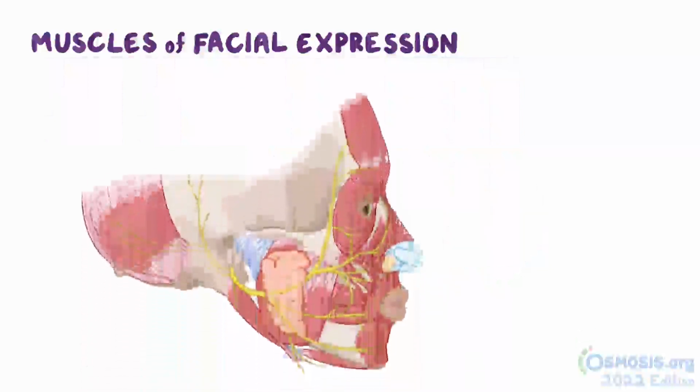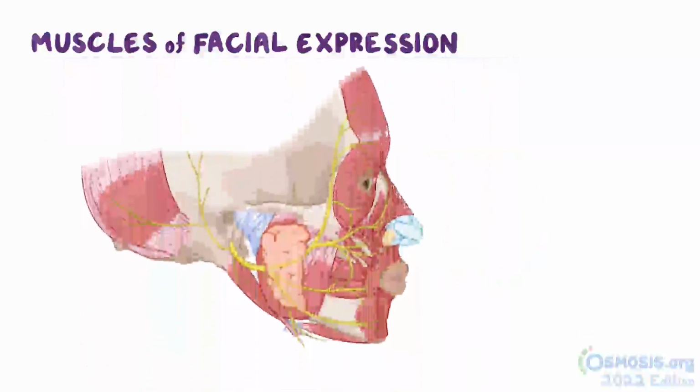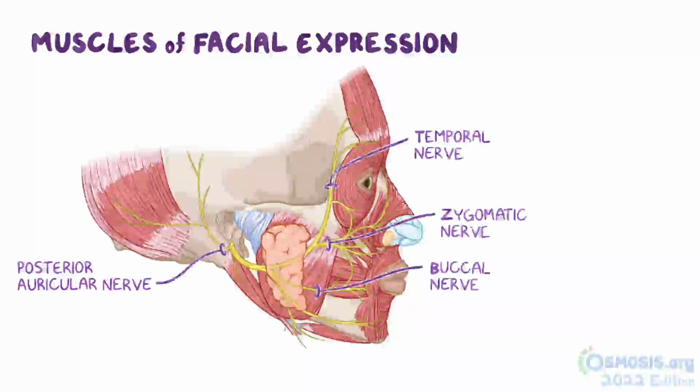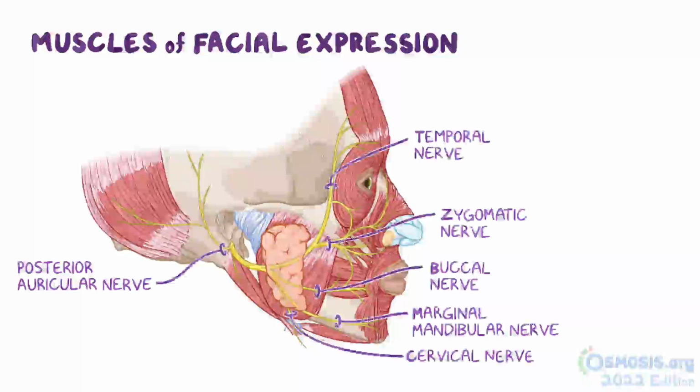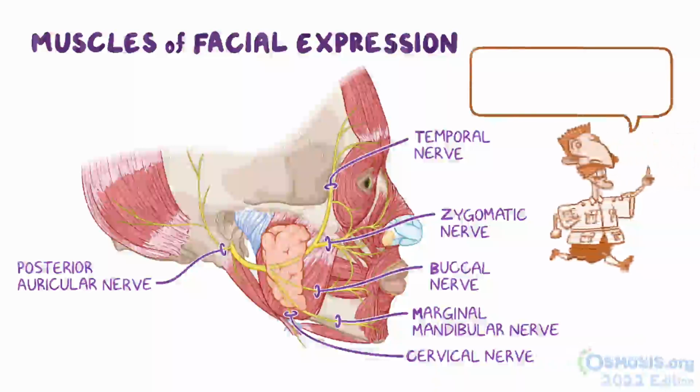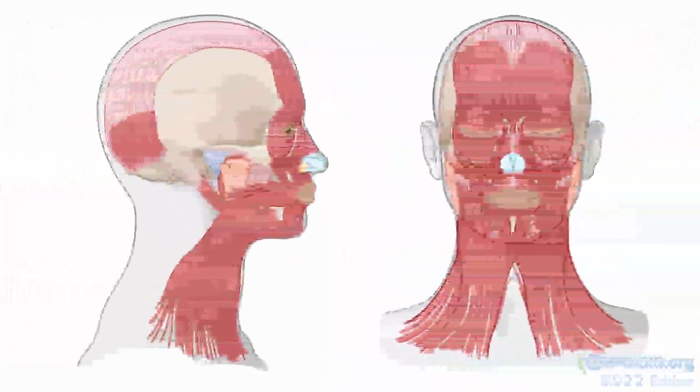So all facial muscles are innervated by the branches of the facial nerve, which are the posterior auricular, temporal, zygomatic, buccal, marginal mandibular, and cervical nerves. A way to remember these last 5 branches that emerge from the parotid gland is by using the mnemonic "to Zanzibar by motor car." Now, let's look at each of the facial muscles.